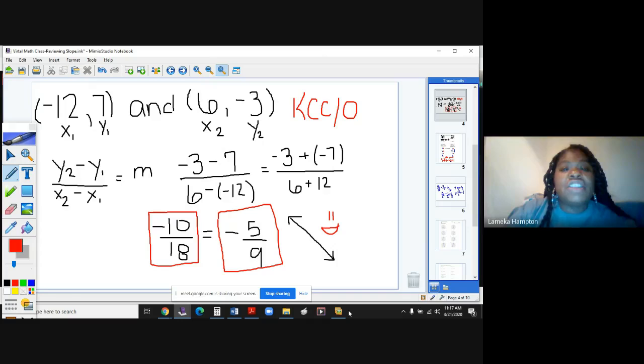Okay, so that's just a quick recap of how you would find the slope with two coordinates. Okay, now sometimes they may give you an actual graph with no numbers, and we're going to look at this right now, and they will tell you to find the slope. Okay, so that's exactly what we're going to do now.